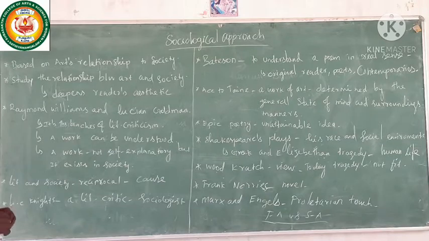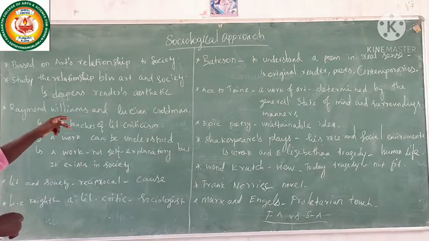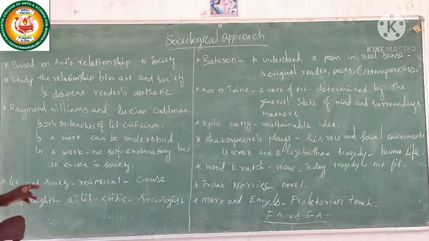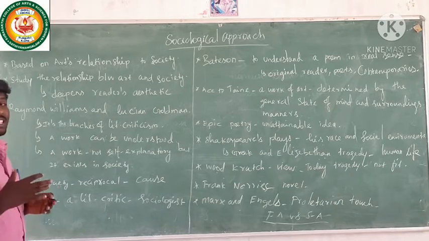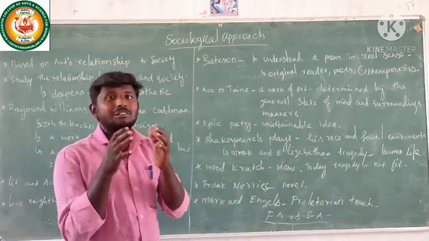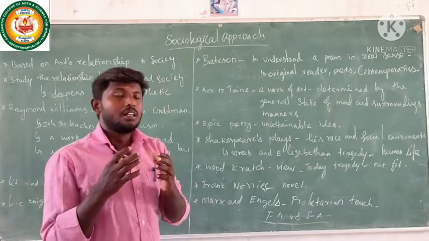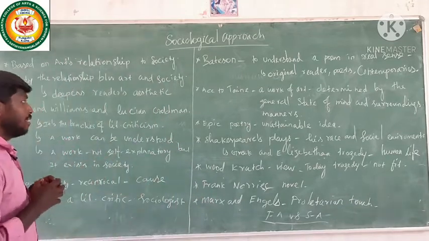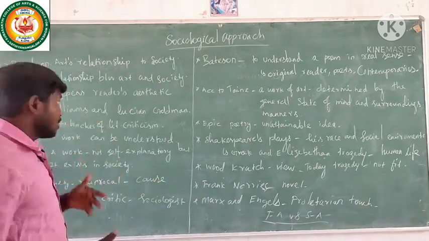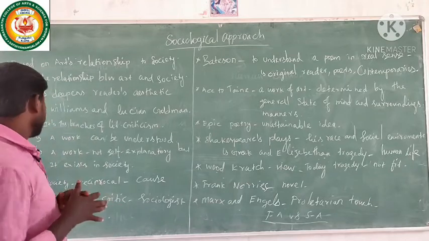The predominant figures here are Raymond Williams and Lucien Goldmann. These two people are very important in the sociological approach. They say that the sociological approach is a branch of literary criticism. That is what these two people mention.